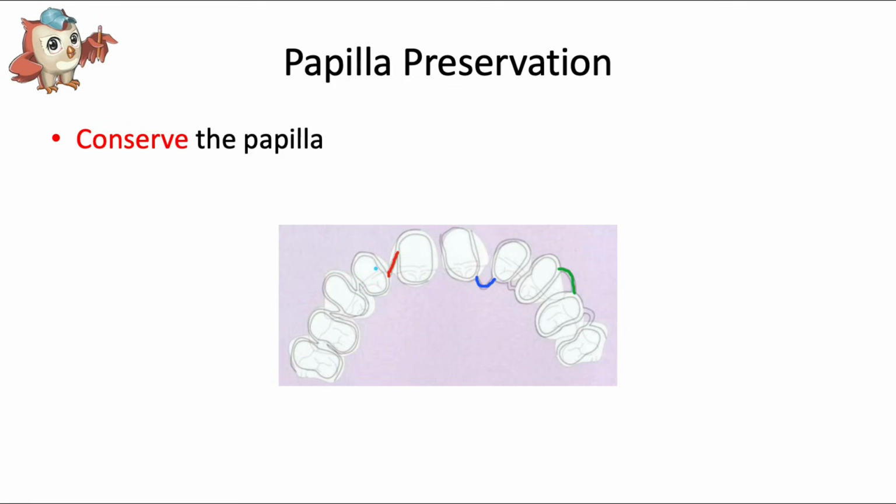This red line here shows an oblique cut from the lingual line angle of one tooth to the facial line angle of the adjacent tooth. The blue line shows a scallop from line angle to line angle on the lingual surfaces of these teeth, and the green line shows a scallop from line angle to line angle on the facial surfaces of these teeth.